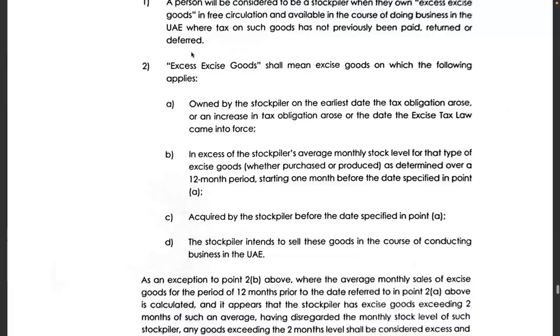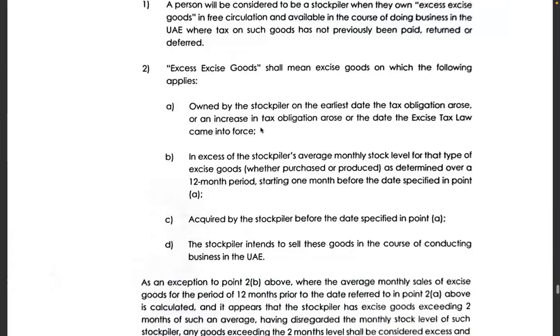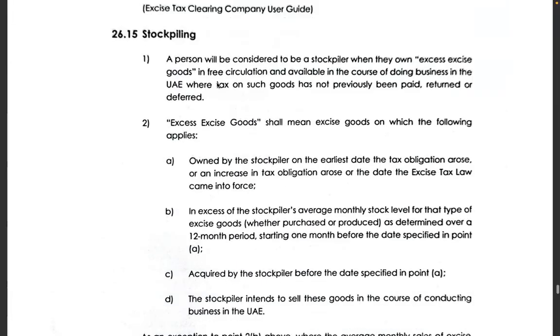And the topic that we are reading is stockpiling. If we try to simplify what we see here, the action of stockpiling is that a person will be considered to be stockpiling when they own excess excise goods in free circulation. That was a relatively easier sentence to read: a person will be seen as stockpiling if they own excess excise goods.